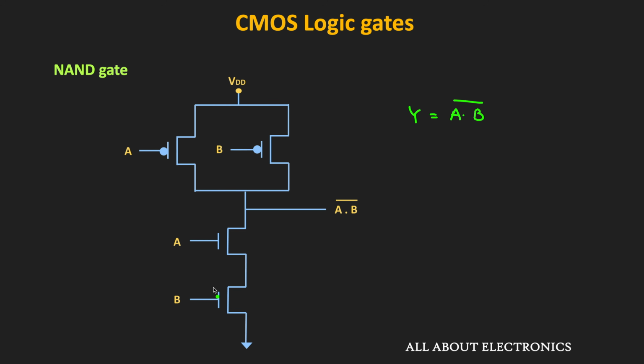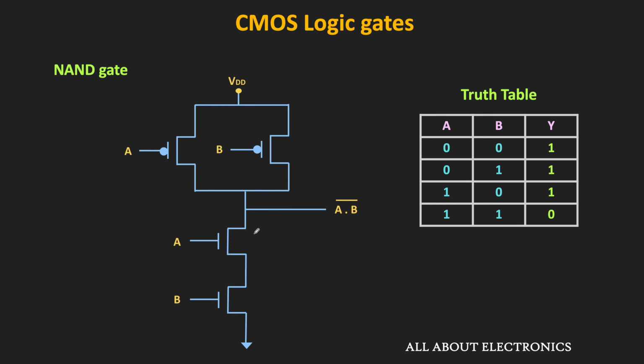Similarly, if we see the PMOS network, it is the dual of the NMOS network. So in the NMOS network, if the two transistors are connected in series, then in the PMOS network, the two PMOS transistors will get connected in parallel. So this is the overall circuit of the 2-input NAND gate. Now, let us see the working of this circuit and understand how it indeed works as a NAND gate. This is the truth table of the 2-input NAND gate.